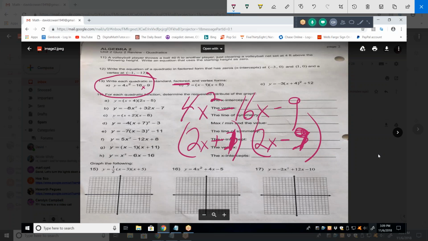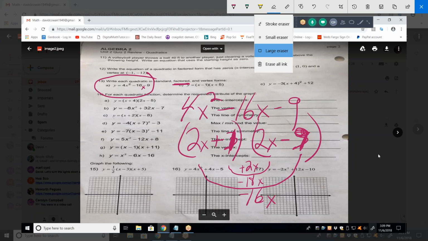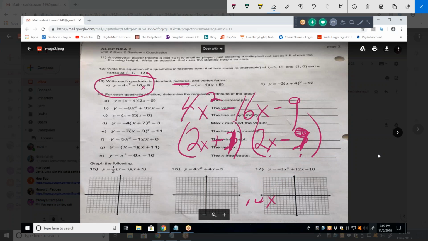Remember, you get the middle term by doing the inside and the outside, the O and the I of FOIL. That's plus 2x. That's minus 18x. Combine them, minus 16x. So we did it right. In other words, that is the answer right there: 2x plus 1 times 2x minus 9. So y equals that is the answer to the factored form.